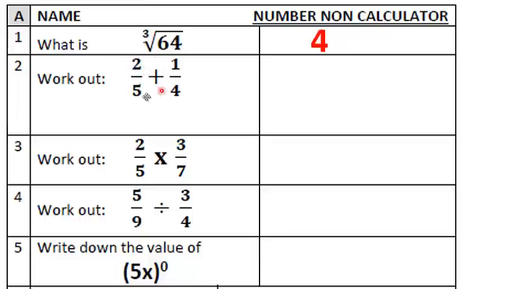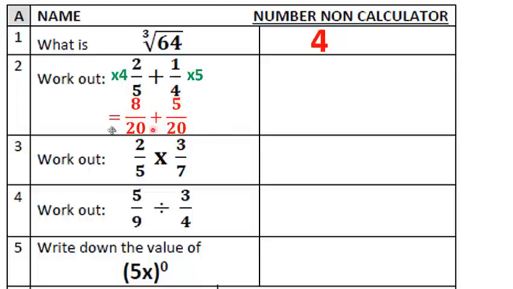We need to add these two fractions. Straight away you can see that the denominators are different. So we're going to times the first fraction by the bottom number in the second fraction. We're going to times the top and bottom by 4. And the second fraction, we're going to times the top and bottom by 5. So if I do that to the first fraction, times 2 by 4 and 5 by 4, I'm going to get 8 over 20. If I times the second fraction, top by 5 and bottom by 5, I'm going to get 5 over 20. And so that's what I turn it into.